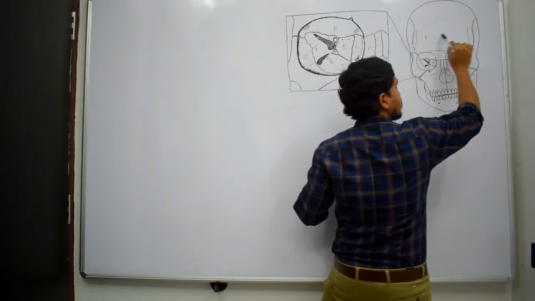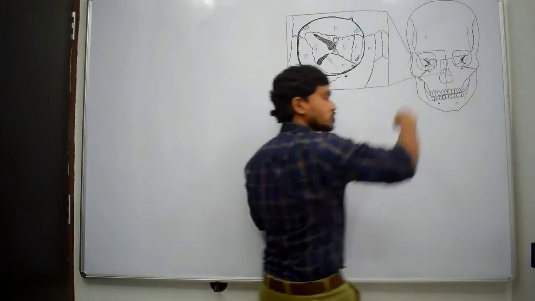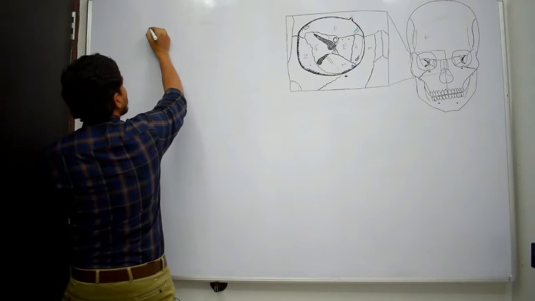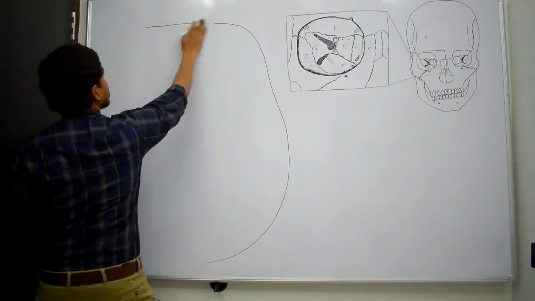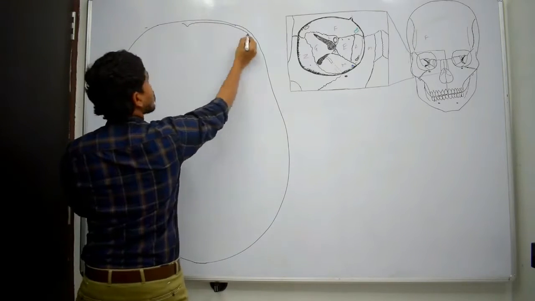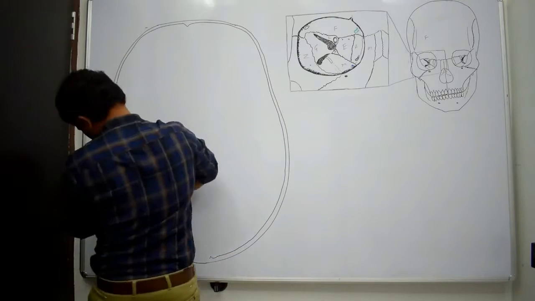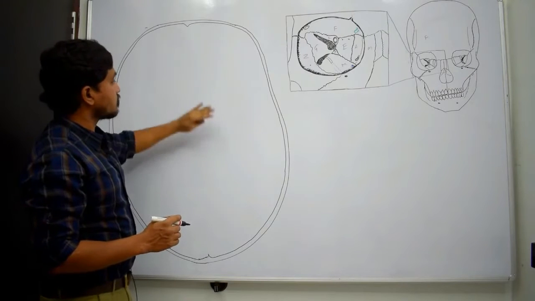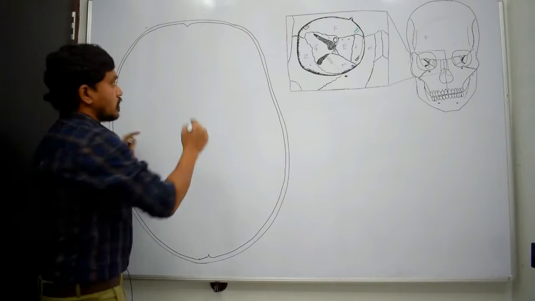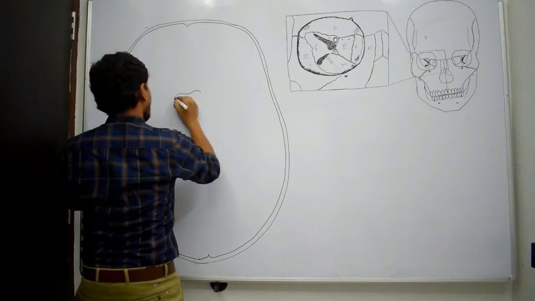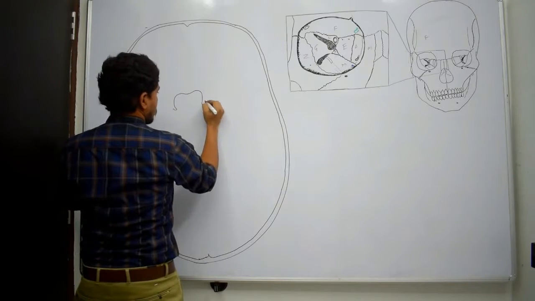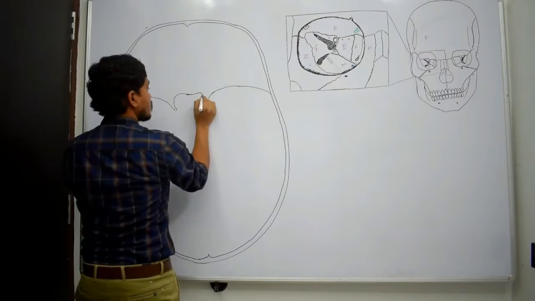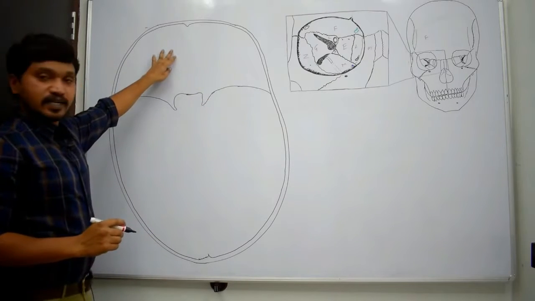See here, I am taking the transverse section and I am seeing from above so that I can see the cranial cavity, right? So here I am drawing the cranial cavity. This is the cranial cavity and it is divided into anterior cranial fossa, middle cranial fossa and posterior cranial fossa, right? So here this is the anterior clinoid process. Right? So this is the anterior cranial fossa.